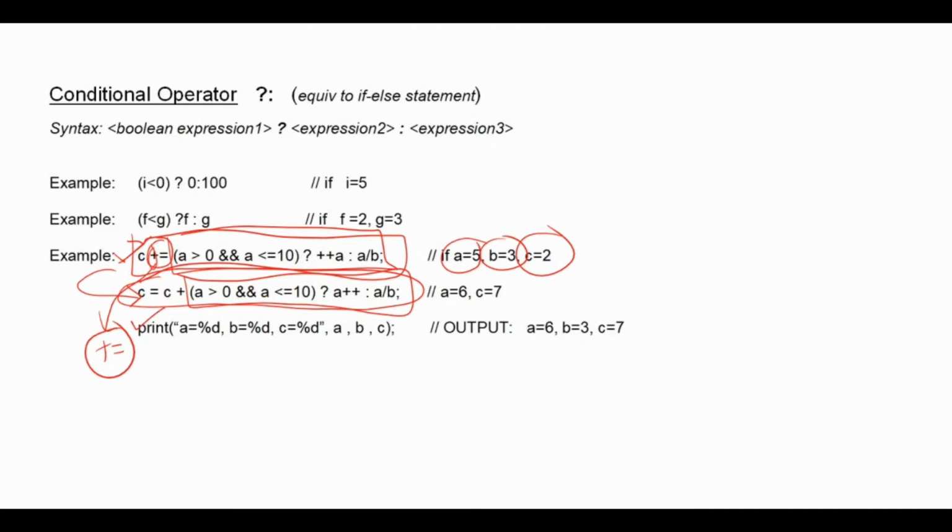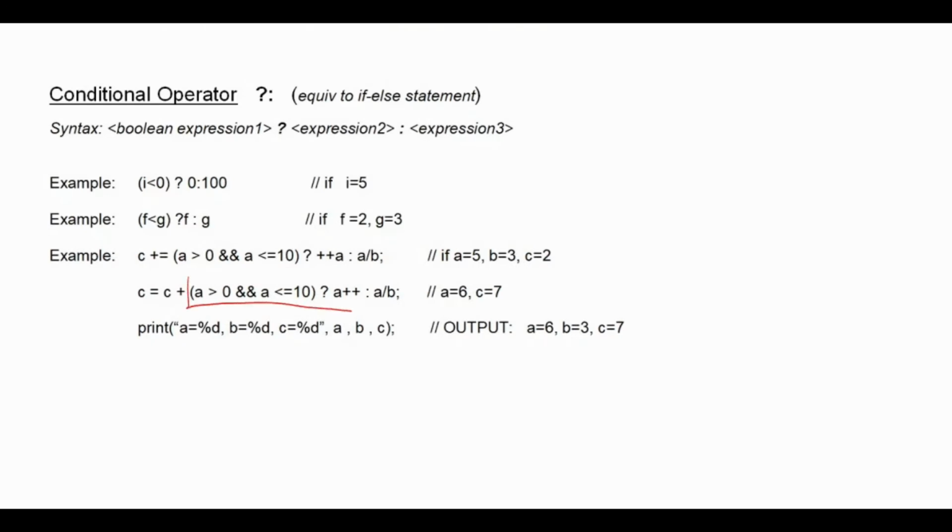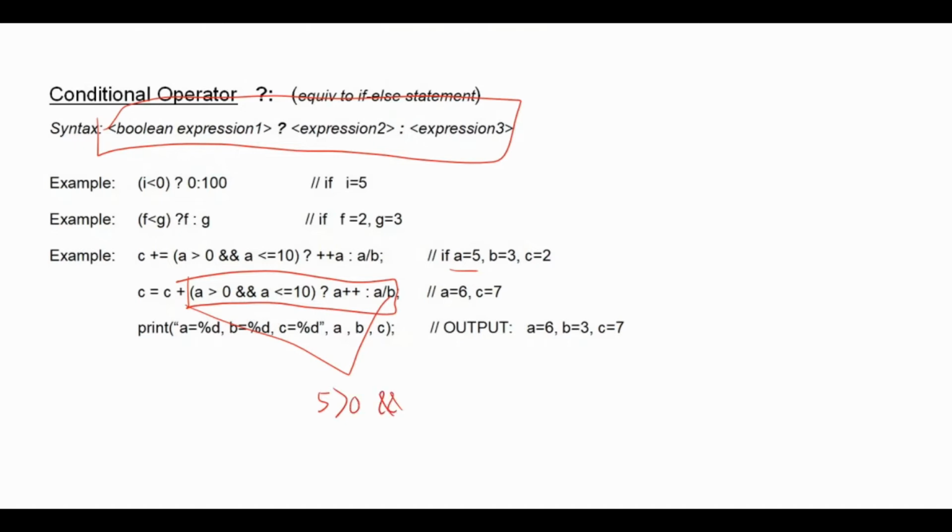Okay, let's trace it. We need to first determine the value of this part, which is in this form using the conditional operator. A is 5, so 5 greater than 0, and A is 5, less than or equal to 10. So 5 greater than 0 is true, and 5 less than or equal to 10 is true. True and true results in true.